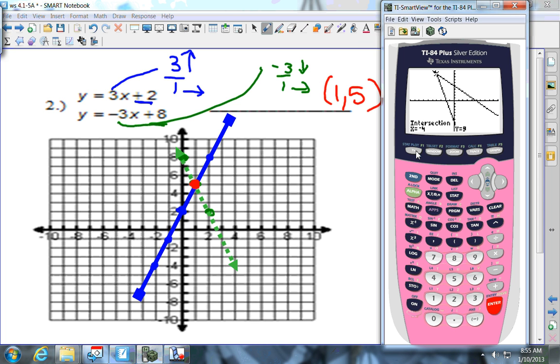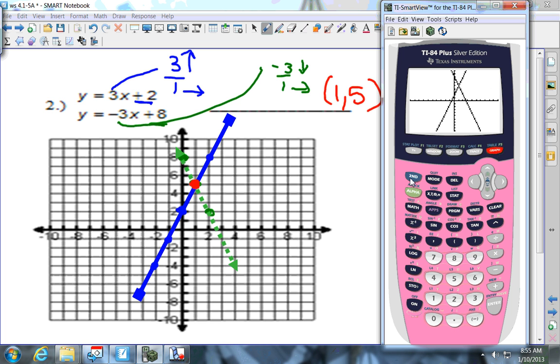So I go to my handy dandy calculator. And I'm going to put into y1, let's see, 3x plus 2, and into y2, negative 3x plus 8. Let's press graph first. Well, it looks like I'm correct.